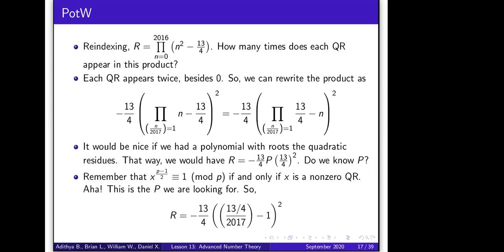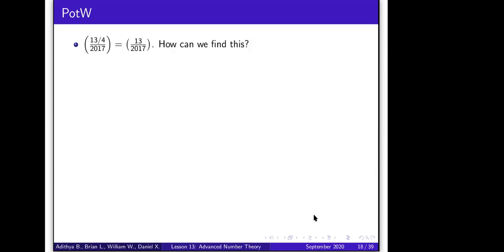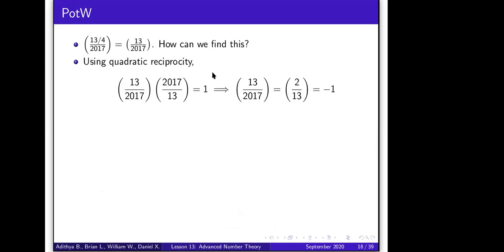Well, it's a job for quadratic reciprocity. So first of all, (13/4)/2017 is equal to (13/2017), since 1/4 is a perfect square, and we just use multiplicativity. So to find (13/2017), we use quadratic reciprocity. (13/2017) times (2017/13) is equal to (-1) to the power of 12 times 2016 over 4, which is obviously 1.